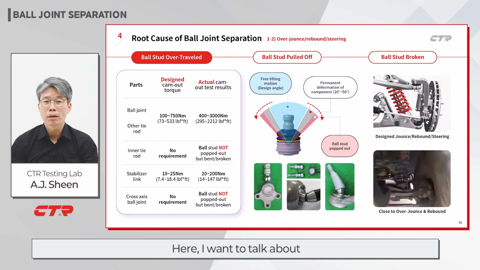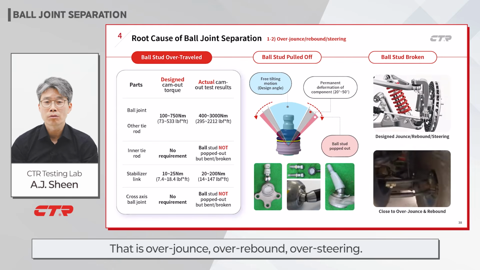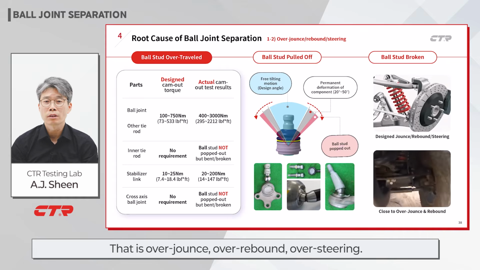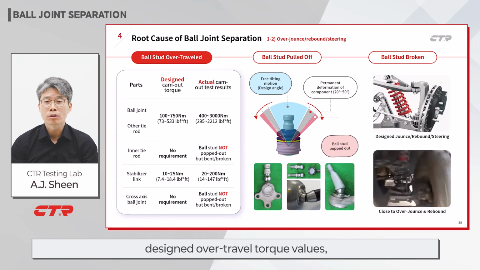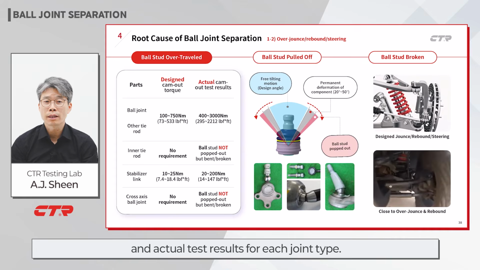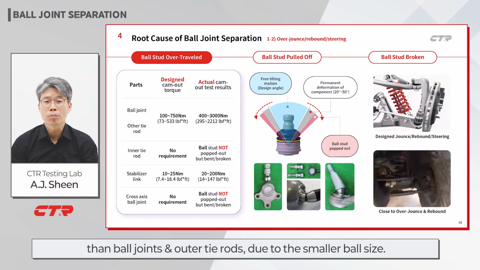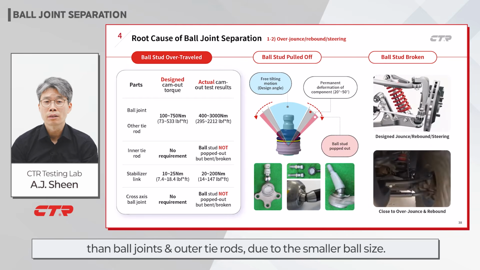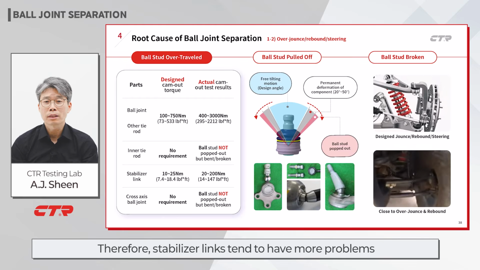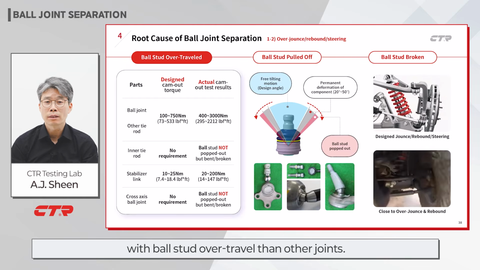Here I want to talk about another root cause of boson over-travel, that is over jounce, over rebound, over steering. The table on the left shows designed over-travel torque values and the actual test results for each joint type. Stabilizer links typically have lower torque values than ball joints and outer tie rods due to the smaller ball size. Therefore, stabilizer links tend to have more problems with boson over-travel than other joints.